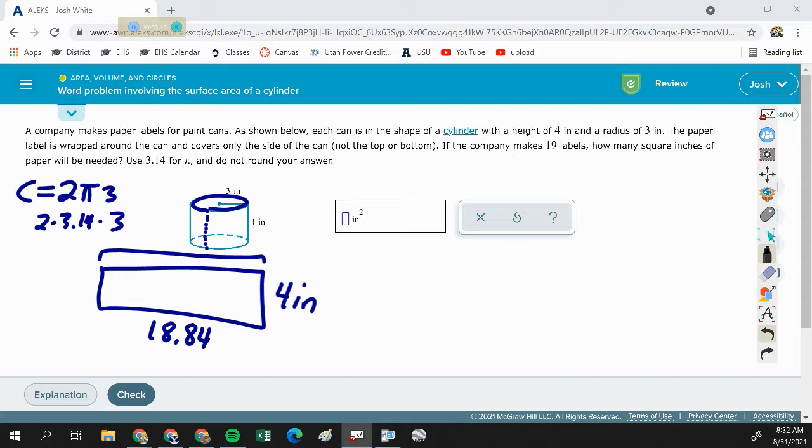How do I find the area? Multiply that by 4. So multiply those together, and I get 75.36 inches squared. What does that mean, inches squared? It's the area, but why square inches? Why not 75 inches? Inches is a length. Good. So what does having 75 square inches mean about this label?